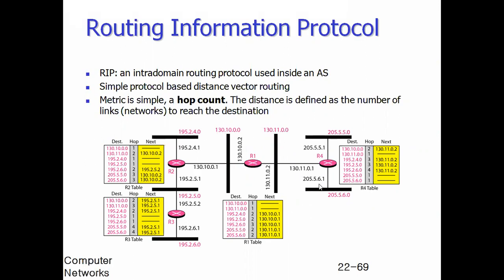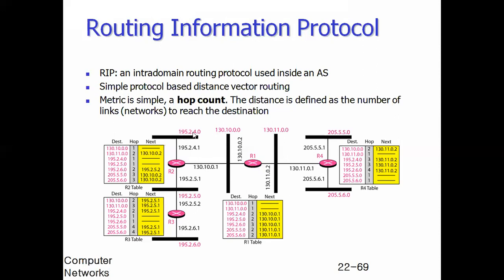Let us discuss a few examples here of how the table is designed. This is the table for router R1. Now 130.10.0.0 is connected directly. So hop count is 1 and next node is dash. Again, this is directly connected with R1, so there is no need to send the packet to any other router. That's why it is dash dash.